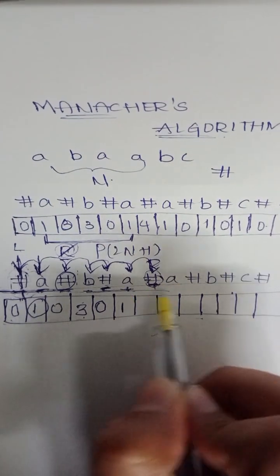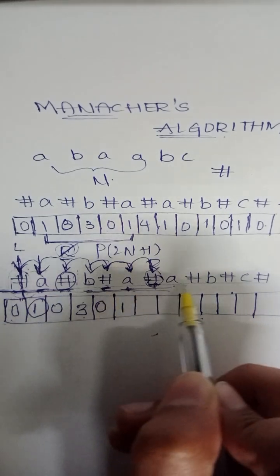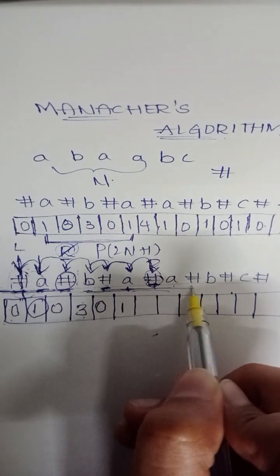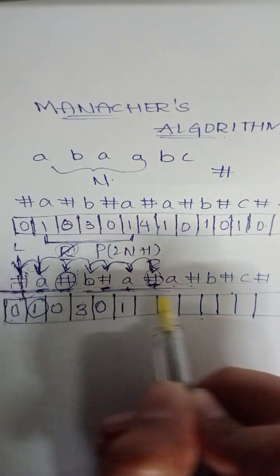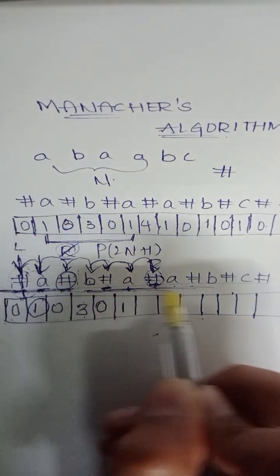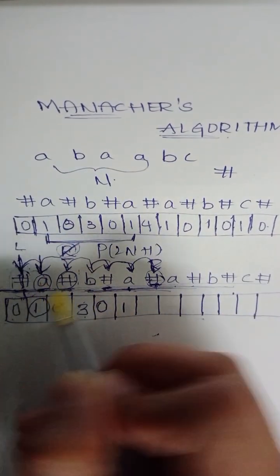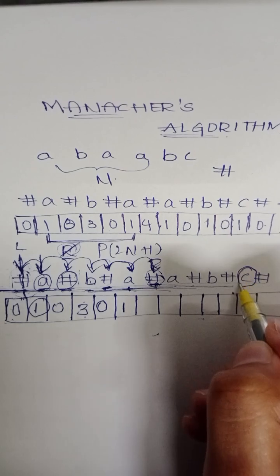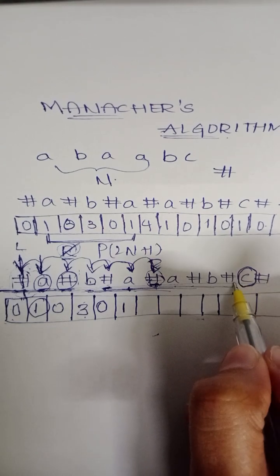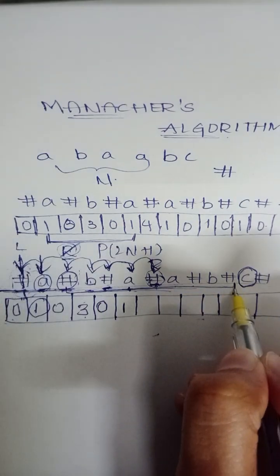Here it is A, so this will form a palindrome. Here it is hash, here it is also hash, it may form a palindrome. Here it is B, here it is B, it may even form a palindrome. Here it is hash, here it is hash, it also forms a palindrome. And here it is A, and here it is C, it doesn't form a palindrome. So we found that the palindrome will be of length 9.